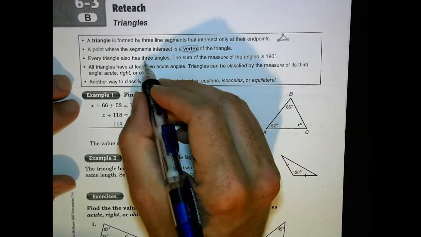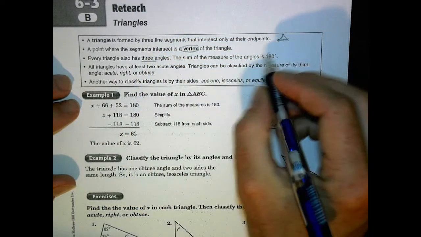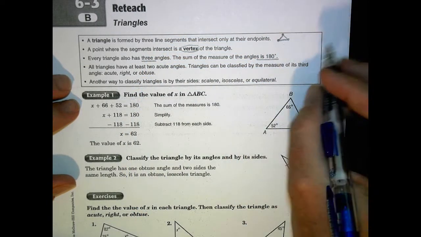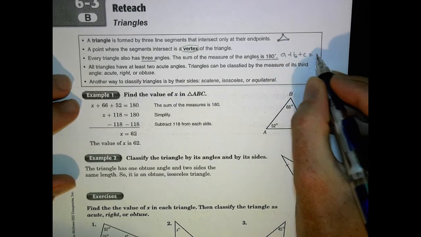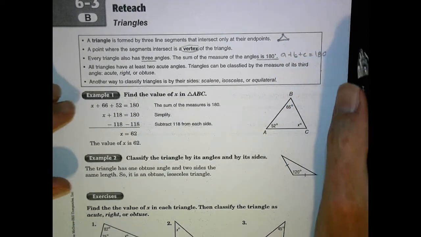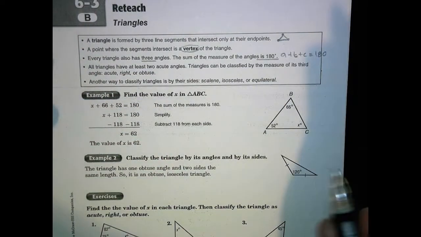Every triangle also has three angles. The sum of those angles is always going to be 180 degrees. So I take all the angles and add them up. We should always have 180 degrees. That's true for every single triangle.